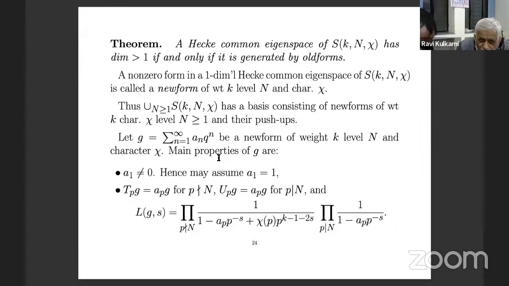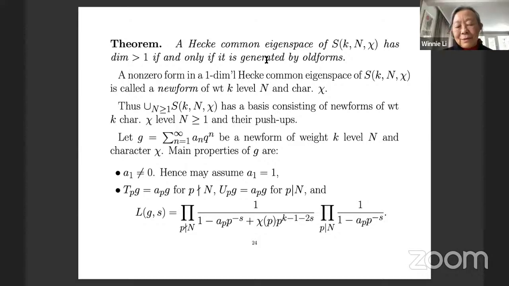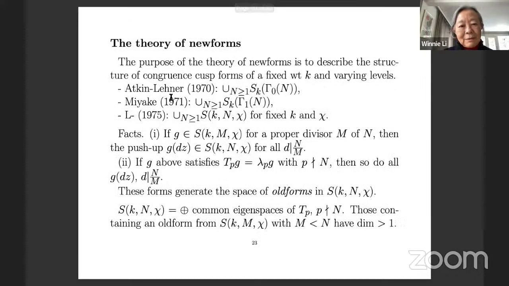Who proved this theorem? Pardon me? Who proved this theorem that the dimension is greater than 1 if and only if? This is the result of Atkin and Lehner. It's in Atkin-Lehner for the group Γ_0, and it's Miyake also, and in my paper.